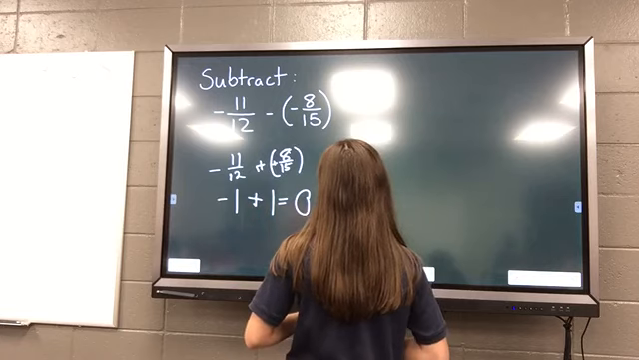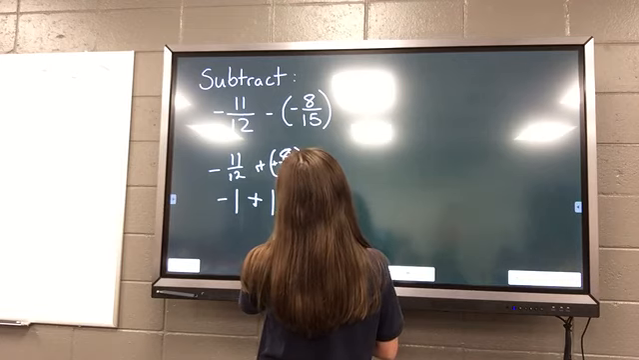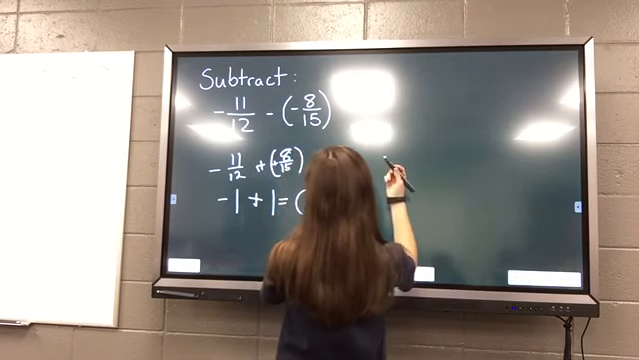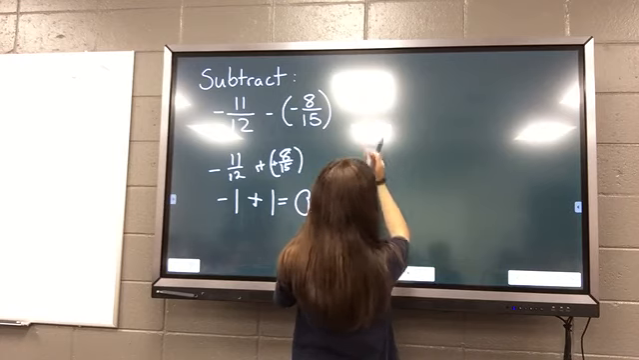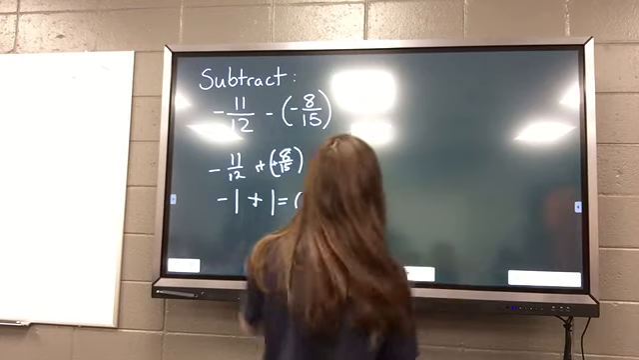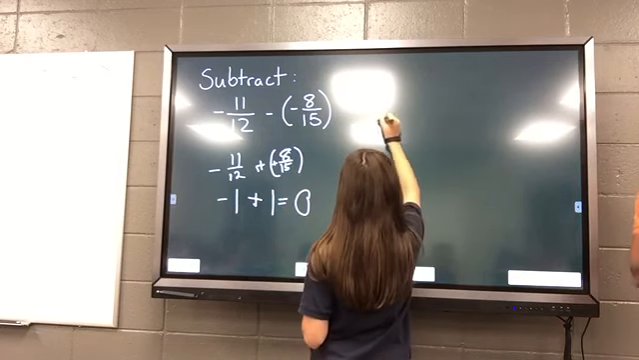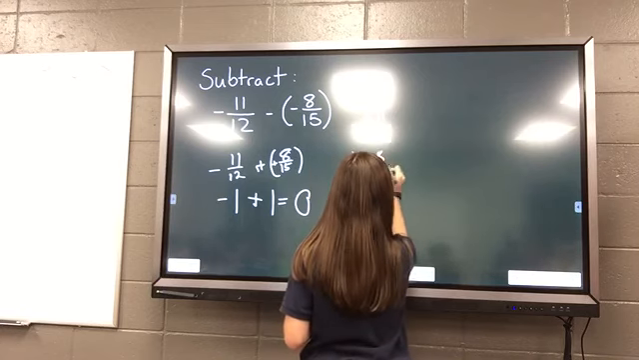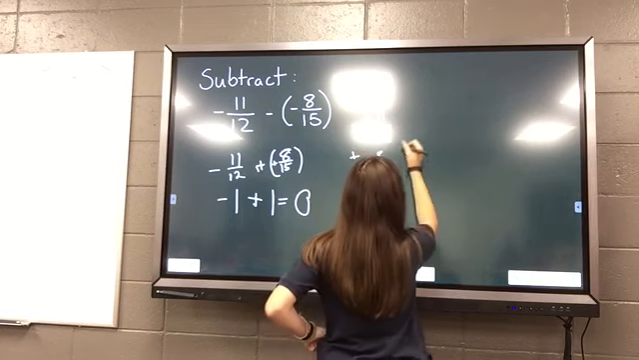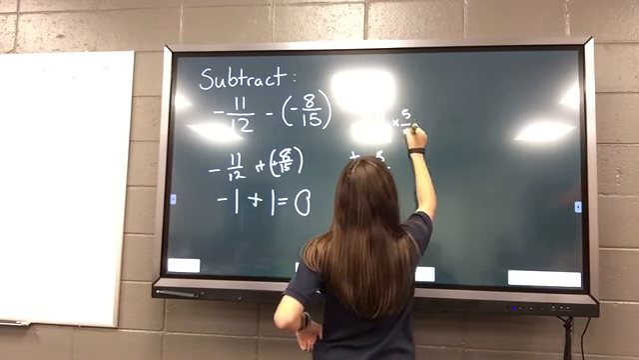All right, I see answers, but they're not all the same. So I wonder where that could be. This one's tough. So you want to get a common denominator. What's the LCD, guys, of 12 and 15? 60. I want to get both those fractions to have a denominator of 60. So I have to multiply both of them by 1 in different forms.